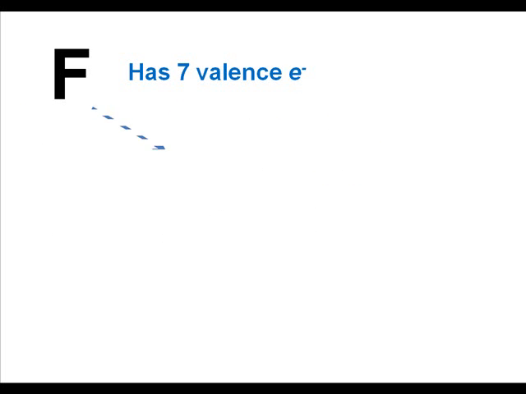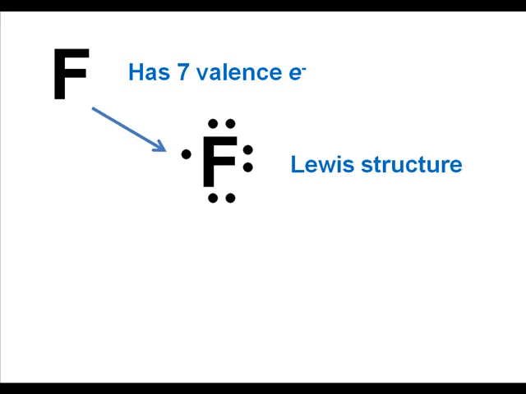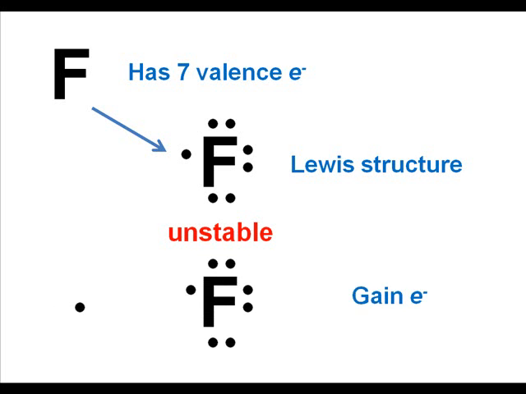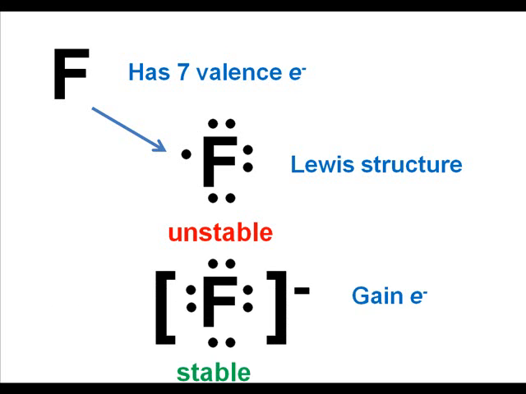Let's take a look at fluorine. Fluorine has 7 valence electrons. Notice we fill it all around. There's all 7, and that right there is called the Lewis dot structure for fluorine. Now, atoms need to have 8 electrons. Fluorine has only 7. It needs to pick one up, so it is considered unstable.